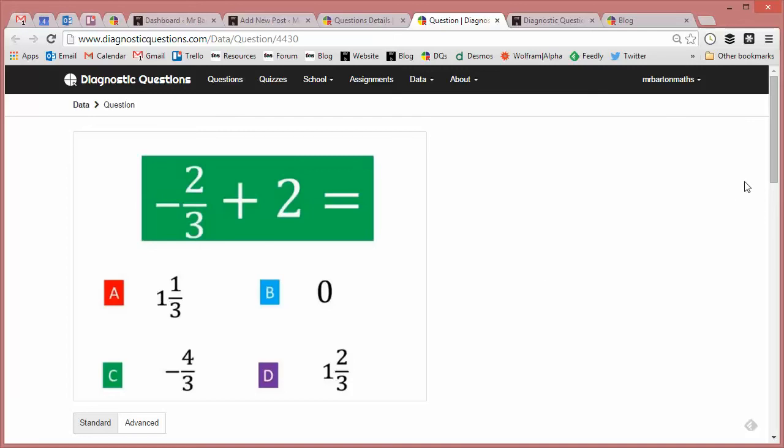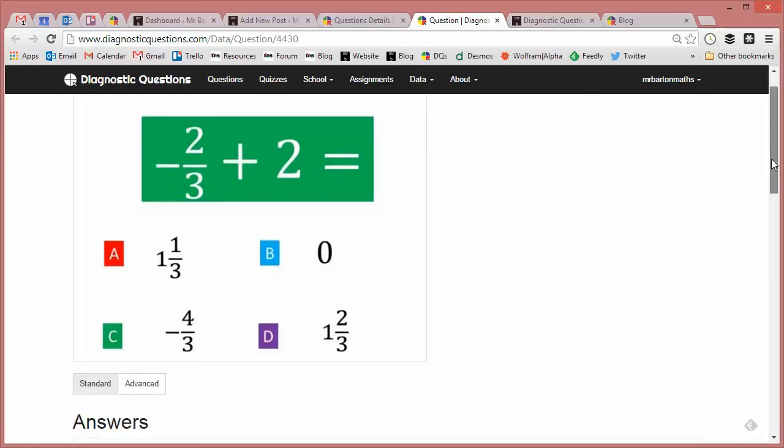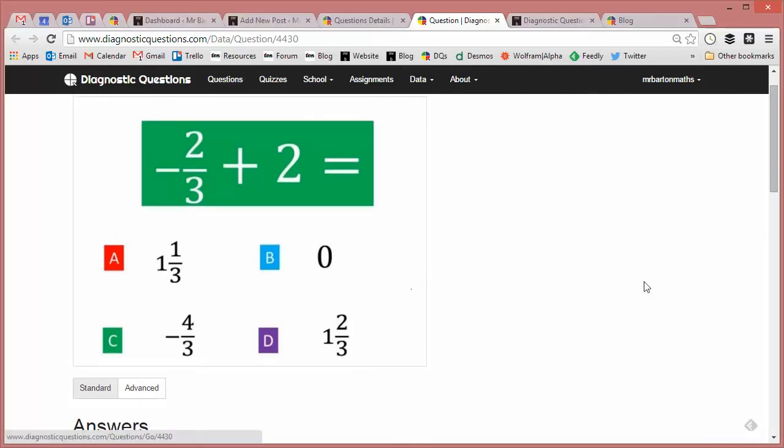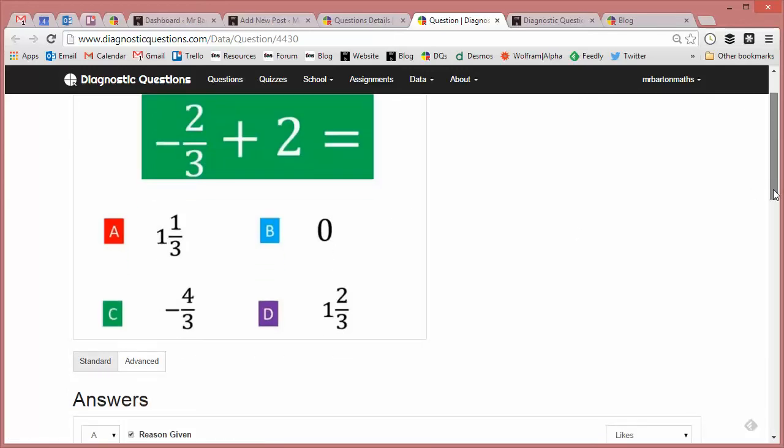Hello, welcome back. So let's have a look at this. Now, if my maths is right, A is the correct answer. And as I say, not many students, when faced with this kind of question in the context of vectors, were getting this right. So they were getting through all the vectors work, and then they were being faced with minus 2/3 of A plus 2A equals, and they just couldn't do it. So let's have a look at some statistics.